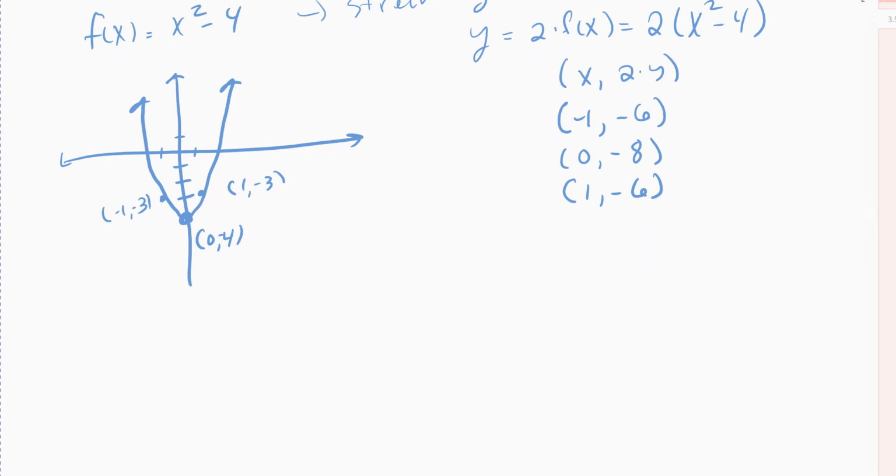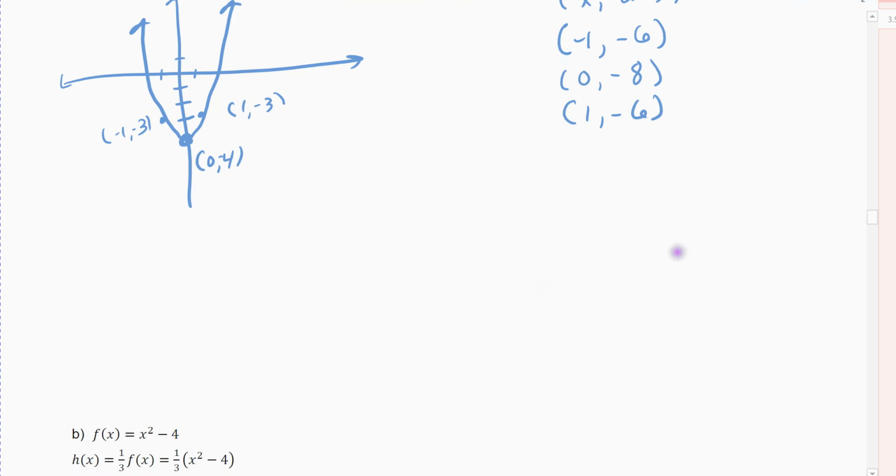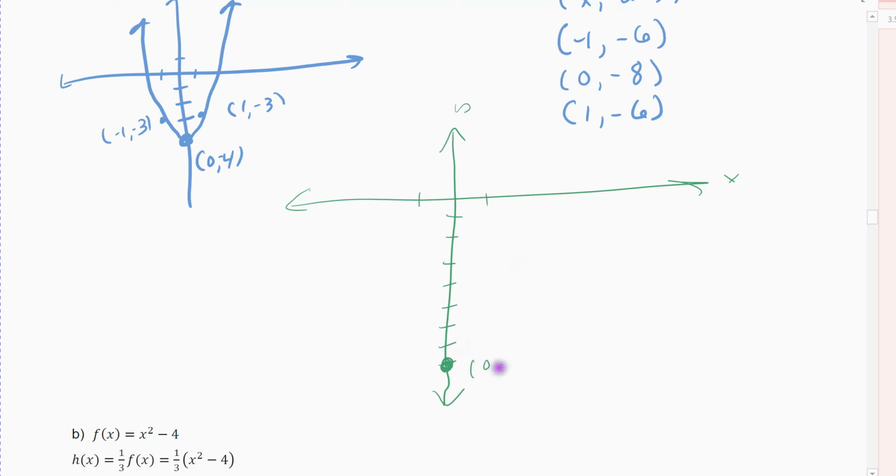And I'm actually going to graph it on a completely different grid since it's sort of messy there. So 1, 2, 3, 4. I didn't give myself enough room. Try to graph it out a little better than that. Since I have to go down, I'm going to give myself more room in the negative direction. Alright, there's my x-axis, there's my y. 1, 2, 3, 4, 5, 6, 7, 8. So it's going to shift down to 0, -8. So there's 0, -8. It's going to be at 1, -6. So 1, 2, 3, 4, 5, 6. And it's going to be down here at -1, -6.